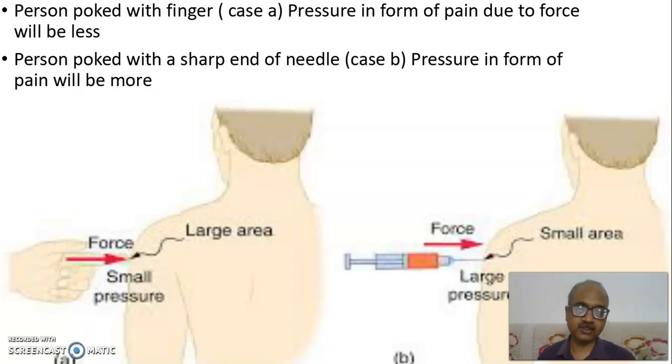Second case, the person is poked with a syringe, and the syringe has a needle, so it's pointed. The area is less, so it's easy to poke into the person's body with the help of the needle. So the needle can easily pierce into the person's body, but the finger will not pierce into the person's body.